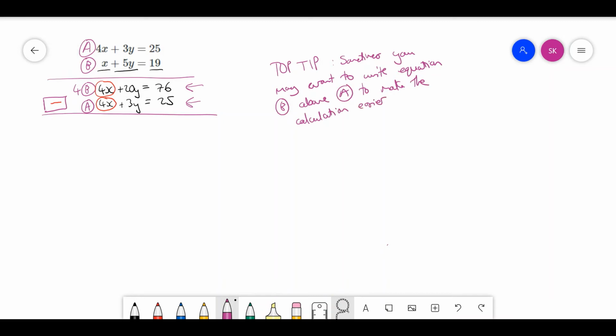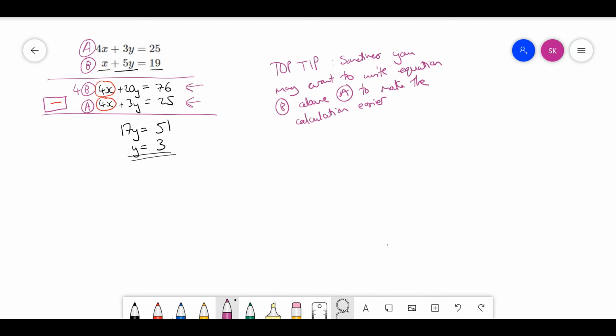Because now all I have to do is 20y take away positive 3y, which is 17y, and 76 take away 25, which is 51. Divide both sides by 17 and I get y equal to 3. And that's my first solution. Now I'm going to sub in to the original B.